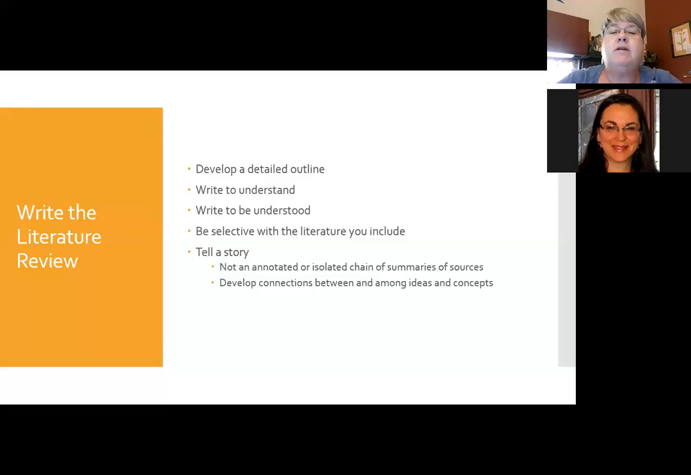And tell a story. This is not an annotated bibliography, or an isolated chain of summaries of sources. You want to read those sources, take the information from them, and put it together in a cohesive whole, showing the different connections, connecting each paragraph to each other, connecting the sections together, so that you're able to provide the context and paint a picture. You want a story that flows together, and not isolated individual studies that you're just summarizing and describing.